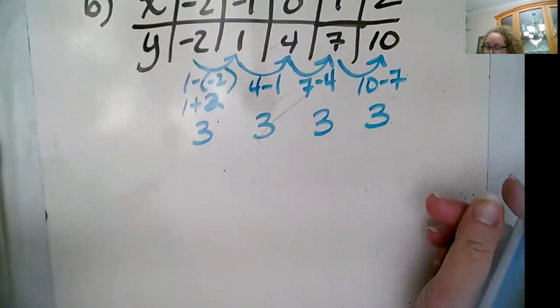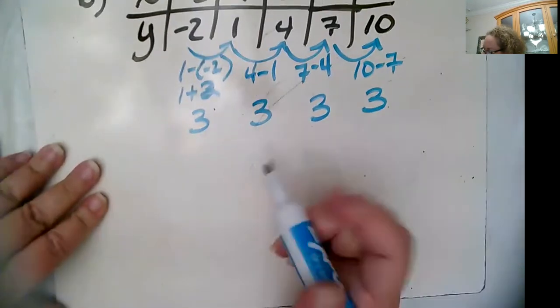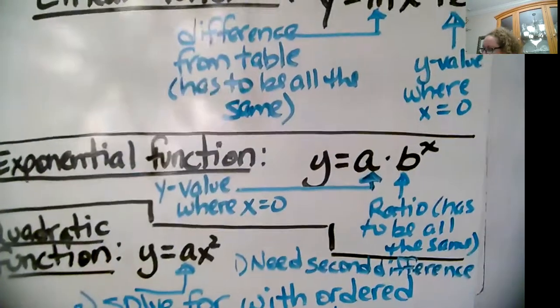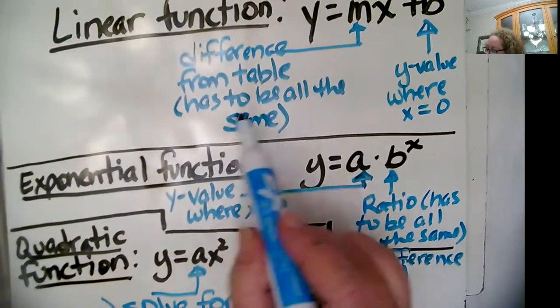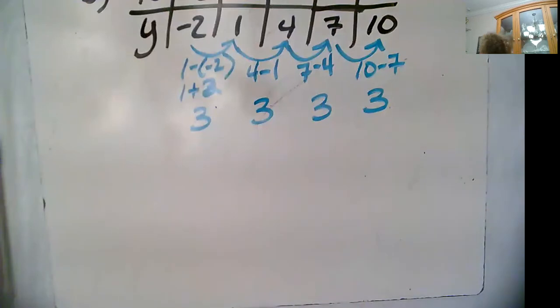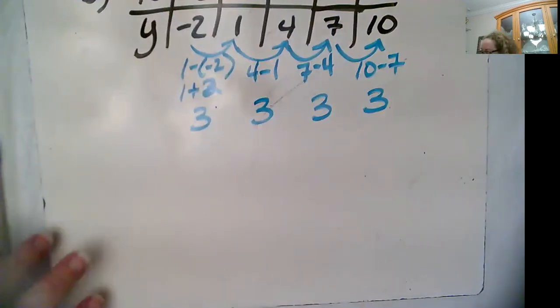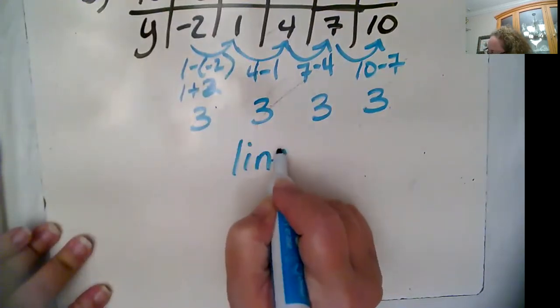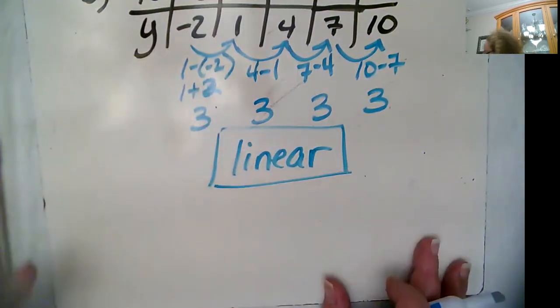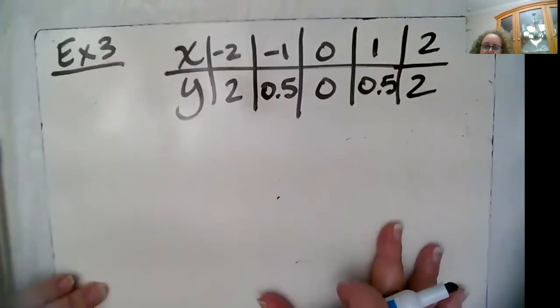So since we got the first difference all to be the same, if we go back over here to our criteria, that has to do with a linear function. Since all of them came out to be the same on our first difference, this is a linear function. So that was example 2. Here's example 3.